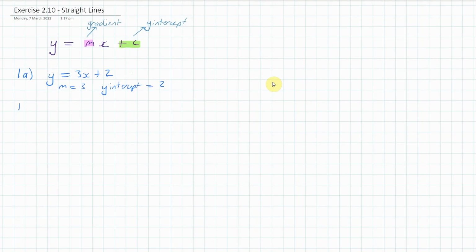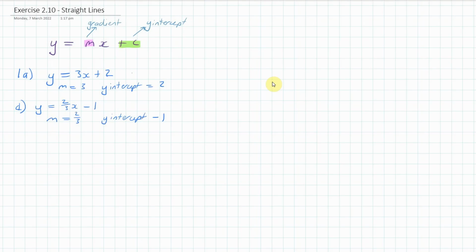Now, I won't do b, I'll do d. Here for d we have y is equal to 2/3 x minus 1. And we have a gradient, or m, is 2/3, and a y-intercept of minus 1.